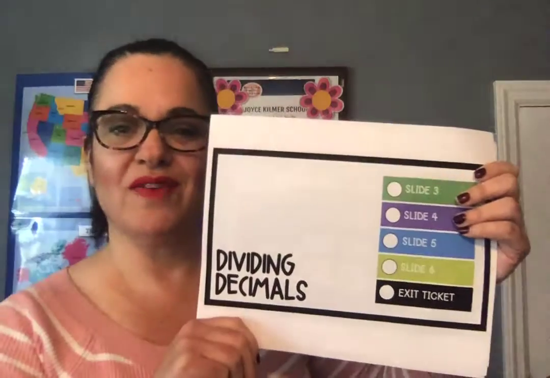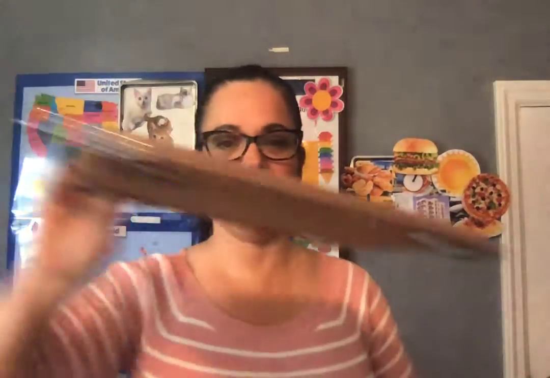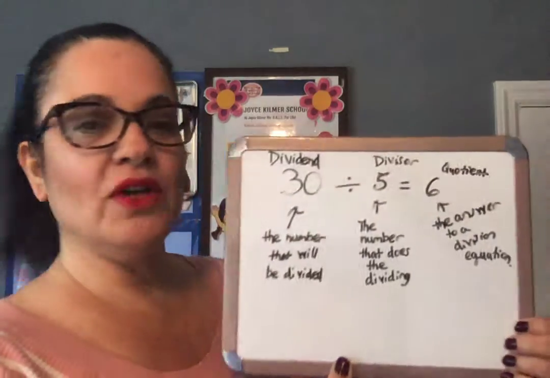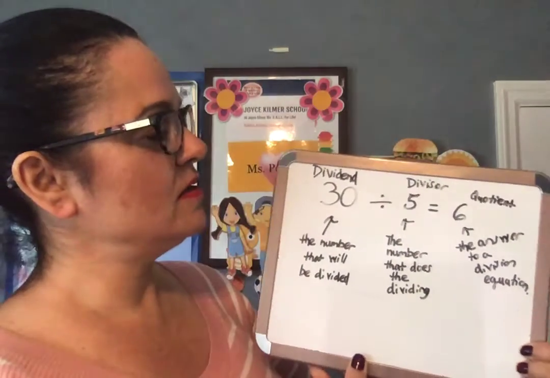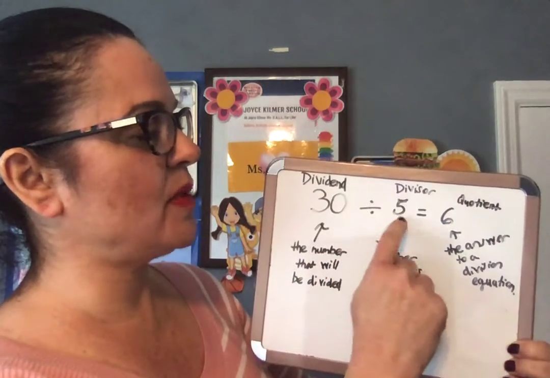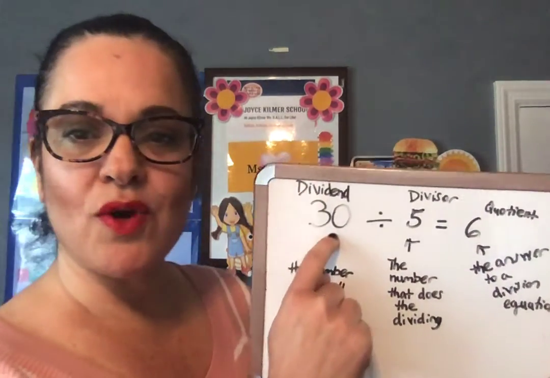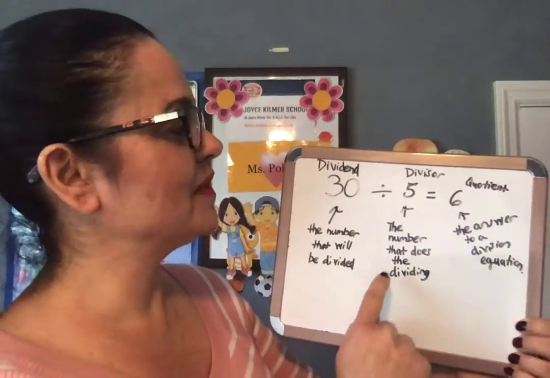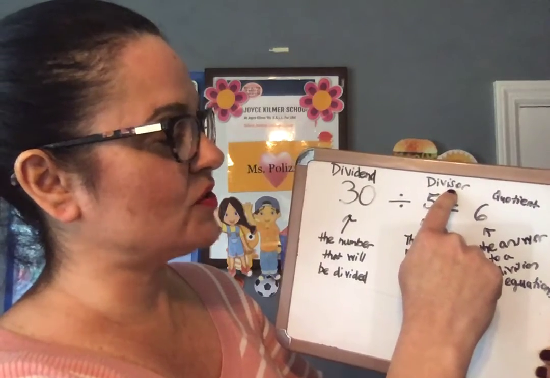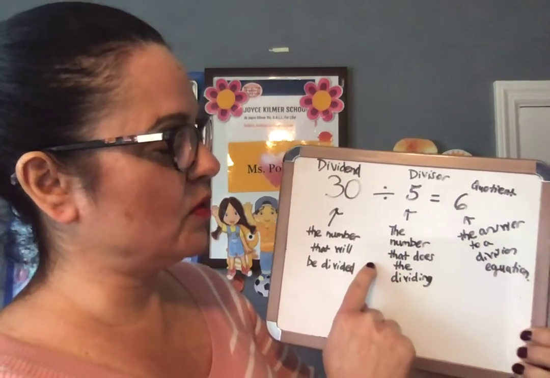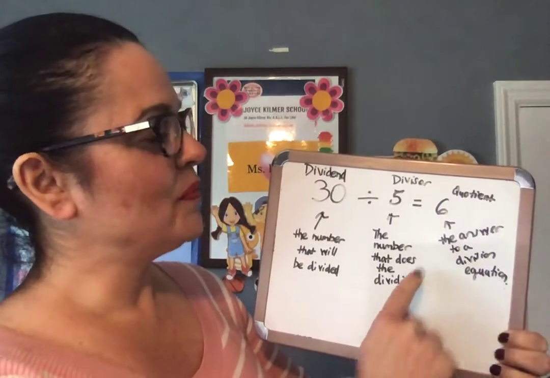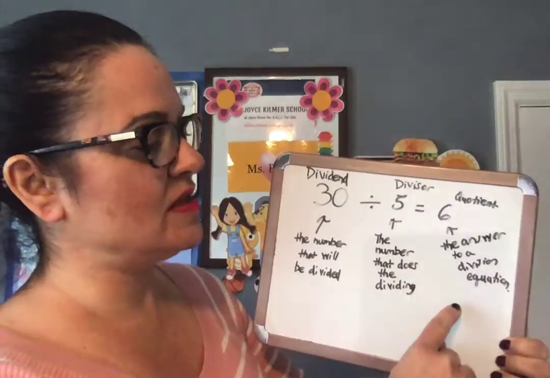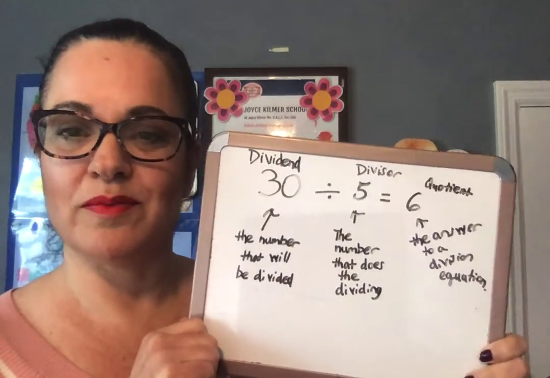All right, so let's get into it. Today we will be dividing decimals. So just a little vocabulary. When you look at a division equation, such as this one, 30 divided by 5 equals 6, 30 is called the dividend. The dividend is the number that will be divided. The 5 is the divisor. The divisor is the number that does the dividing. And 6 is the quotient, which is the answer to a division problem, a division equation.